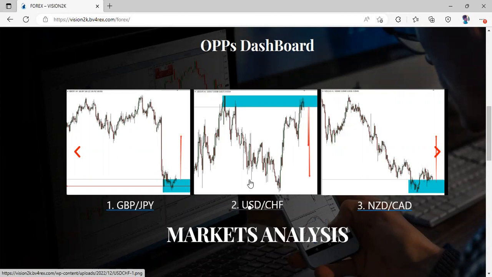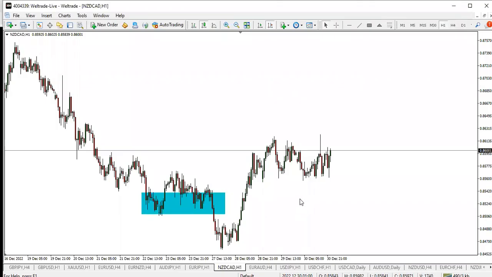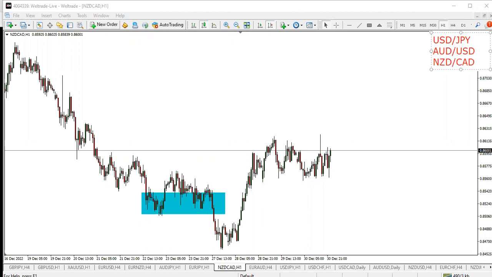Everything on the past week and going into the new trading week, which is the first week in the new year, we have three opportunities to begin the week. The first one we are looking at is USD JPY, and also we are looking at AUD USD, and finally we are going to look at NZD CAD. So these are the three opportunities to begin the new trading week.